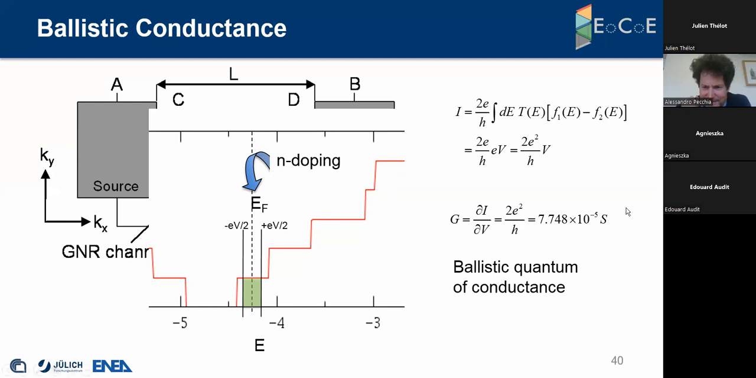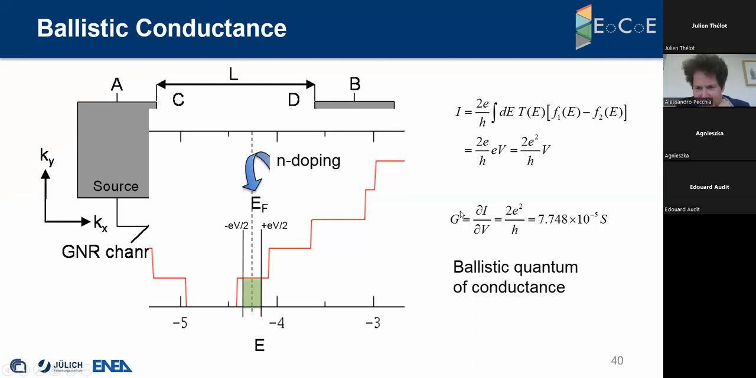You can also put the actual numbers and you can calculate the conductance, that is the derivative of current versus voltage. And this is the famous 2e squared over h that is also called the ballistic quantum of conductance, although a bit improper, but okay, it's understood what it means. And it is actually 7.75, let's say, 10 to the minus 5 Siemens, that means ampere per volt. So it is a conductance, ampere per volt in SI units.